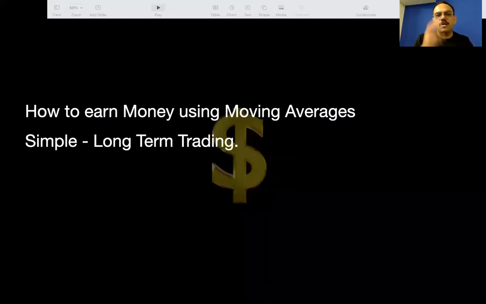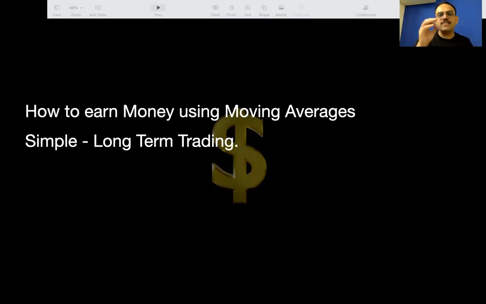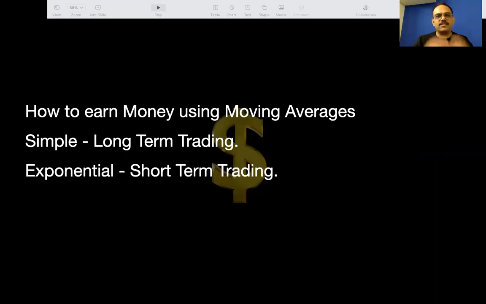We are going to learn two types of moving averages. One is simple moving averages, mostly used for long term trading. Like there are many people who buy the share for long term. Mostly simple moving averages are being used by them, not to trade, typically to know what is the trend of the market. Second is exponential moving average. Today we are going to learn how to use exponential moving average to do short term trading. So I'll be sharing with you both, how you can trade long term, how you can trade short term.